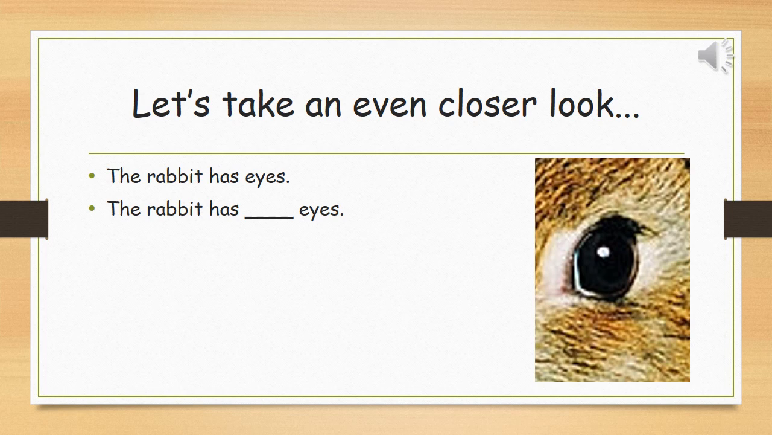What about his eyes? The rabbit has something eyes. Can you make a describing word all about his eyes? The rabbit has black eyes. The rabbit has big eyes. The rabbit has round eyes. What kind of describing word could you use? I need you to write this sentence down as well. So, the rabbit has, and whatever describing word you use, eyes, straight after your last sentence.